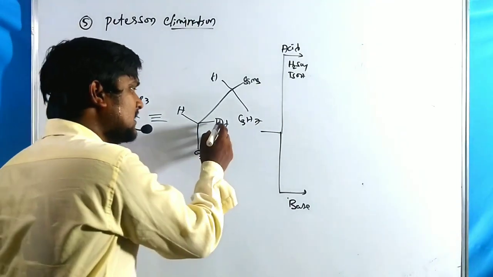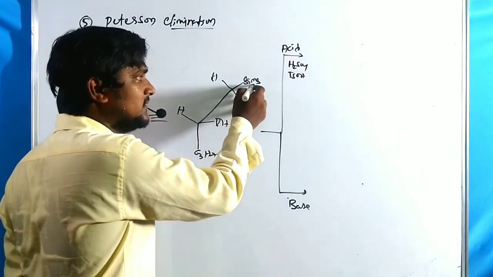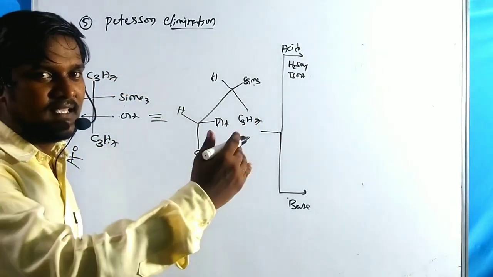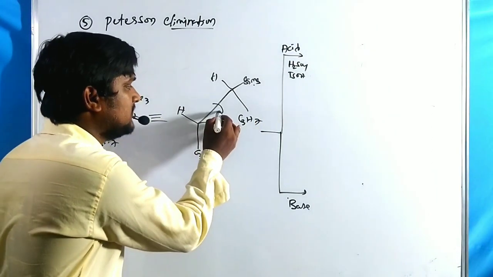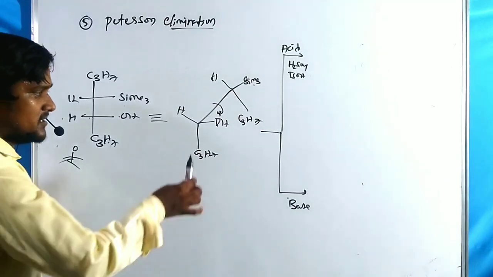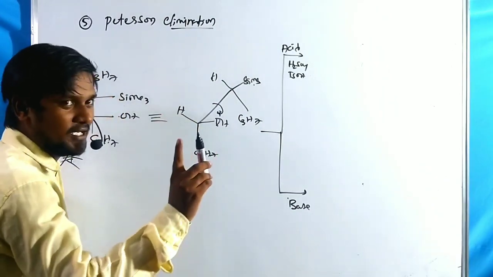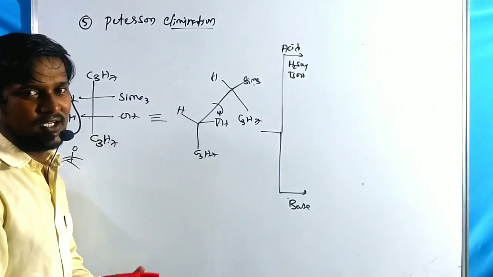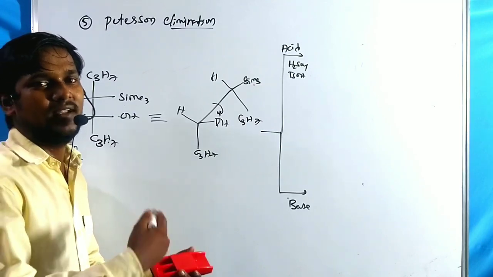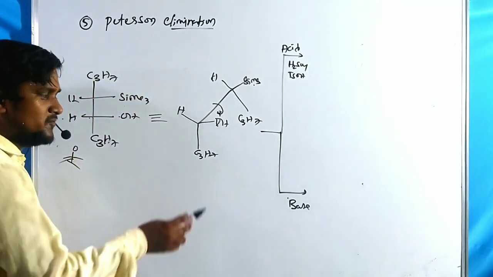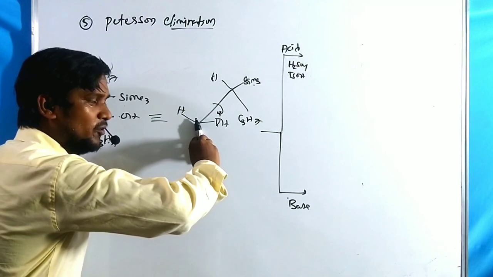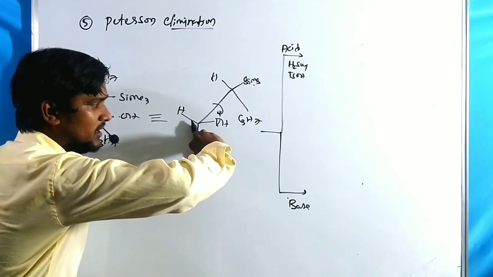Acidic medium means both groups are oriented in the opposite manner. But here our leaving groups, OH and trimethylsilyl, are in the same plane. That's why it requires a C-C bond rotation. The rotation is of only one carbon, because if both carbons are rotated in the same manner, we will get the identical isomer.